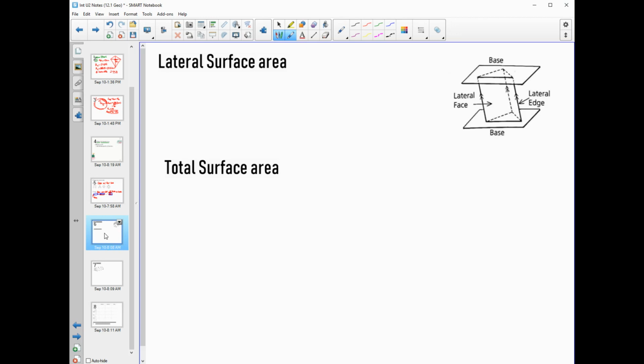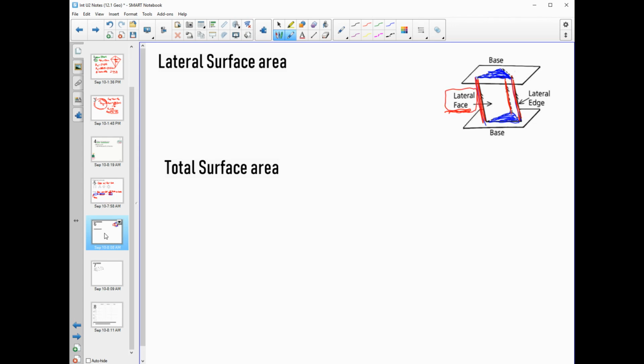So in this picture, you can see the bases. I'm coloring them blue. Those are the bases because they're congruent and parallel. And then the lateral edges, I'll make them red instead. The lateral edges are parallel to each other. And the faces that connect the two bases are called a lateral face.